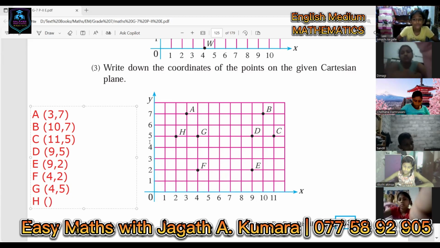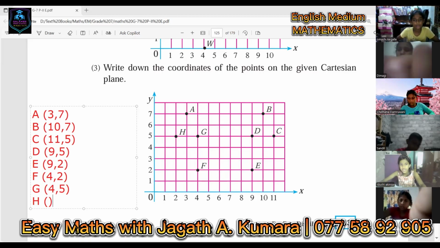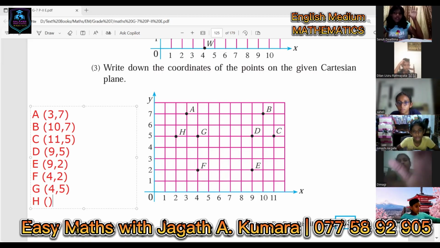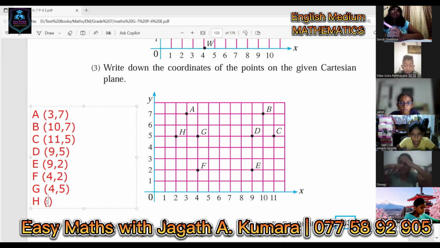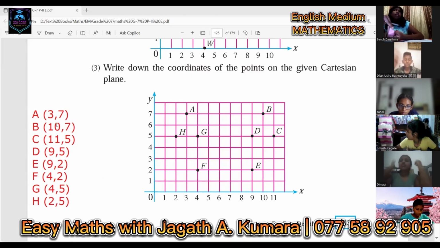Okay, then last one, H. Who can give the answer for this one? Sir, I can. Okay, Dylan. 2, 5. X coordinate 2, y coordinate 5. Okay, correct. 2 comma 5. Right, they are all, no? 1, 2, 3, 4, 5, 6, 7, 8.